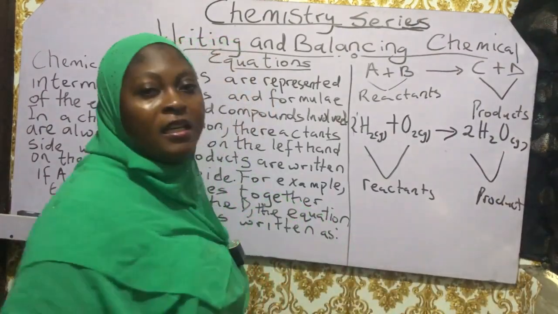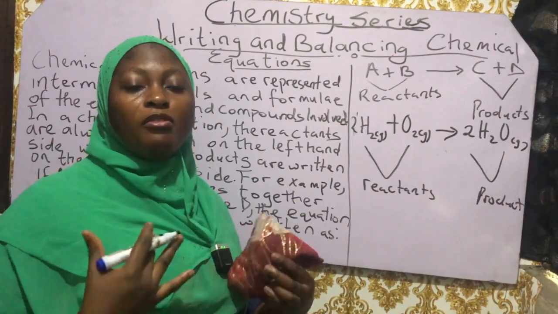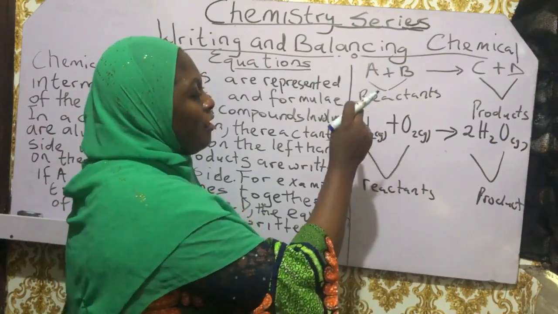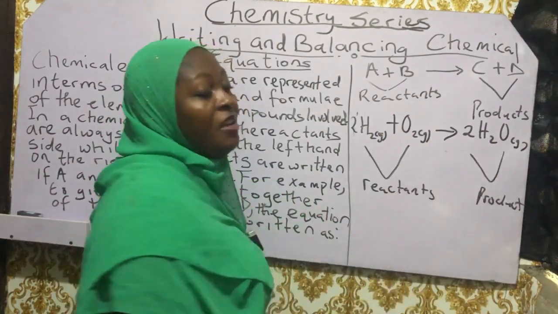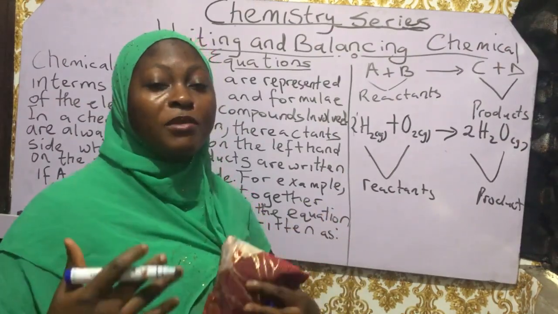One more thing that you can get from a chemical reaction is that it tells you the state of the reactant and the product. For example, here I have G, which represents gas. You can see I have their state here: gas, gas, gas. If I have S, it means solid. If I have L, it means liquid.